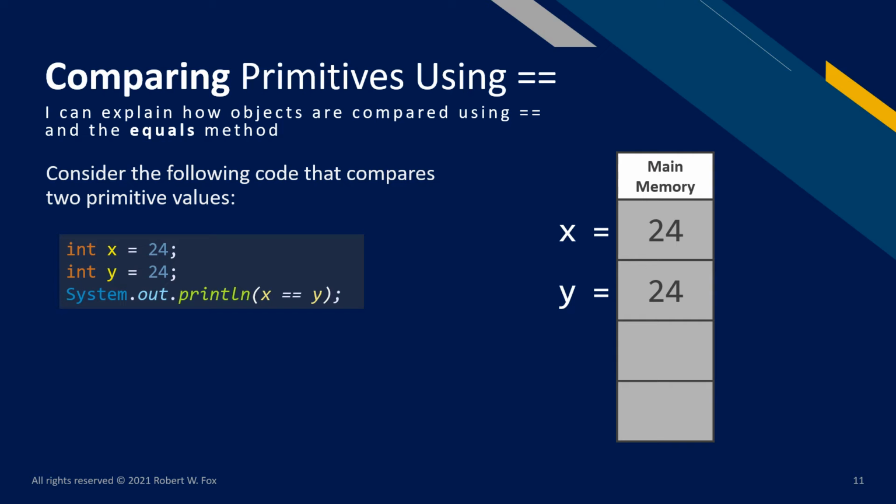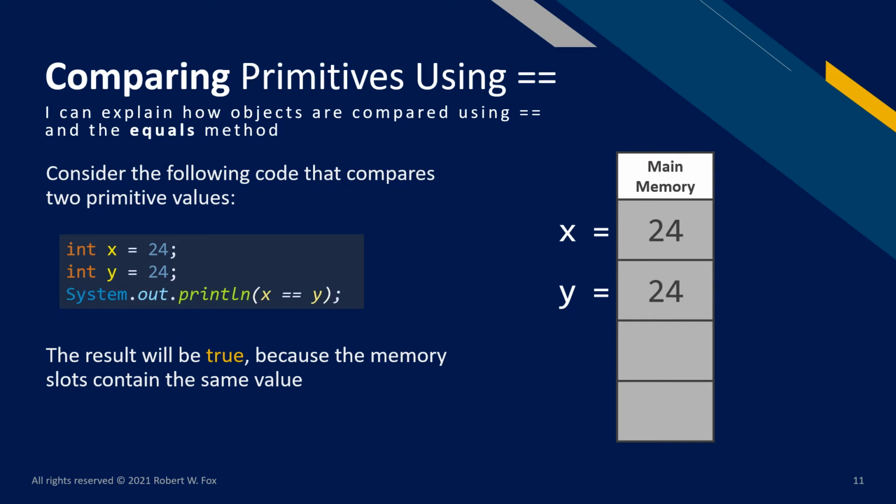So in this example, I've got int x equals 24, int y equals 24, and we print line x equal equal y. And this result is going to be true because when Java goes to look at the memory slot for x, it will find a 24. It will find the exact same value in the y slot. Those memory slots contain the exact same information, and so Java will determine that this is a true statement.